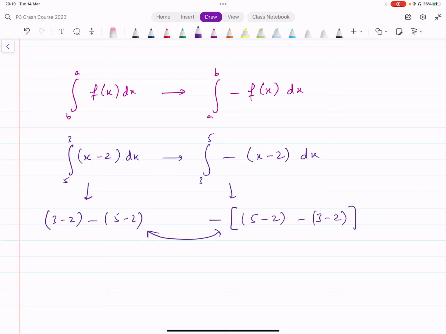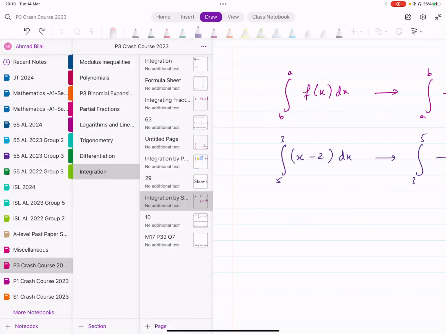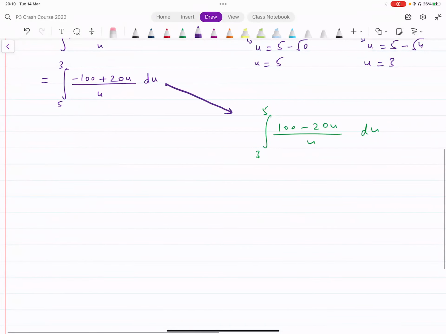Now, you don't necessarily have to change these limits. Sometimes they ask you to show a particular form. For that, if you need to switch the limits, you can do so using this rule that we have here: you switch the limits and put a negative sign here. So in this particular case, if you wanted to switch the limits, minus 100 plus 20u would become 100 minus 20u. If you put a negative sign here, this becomes plus, this becomes minus, and then you could switch the limits like this, if they had asked you to prove or show a form like this.